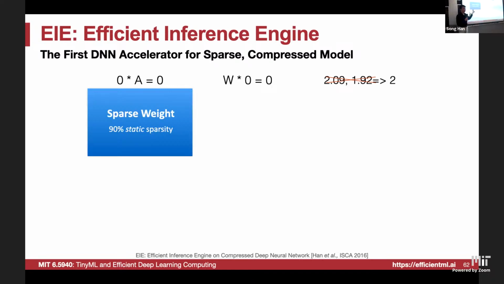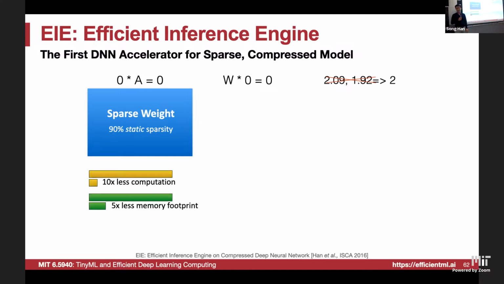So we find we can prune the model by 90%, leaving only 10% of the weight. So that's this weight sparsity, which is static. No matter which input it is, the sparsity pattern is exactly the same. So we can get about 10x fewer FLOPs or ops, 5x less memory footprint. Why 5x? What is missing? Where is the other 2x?